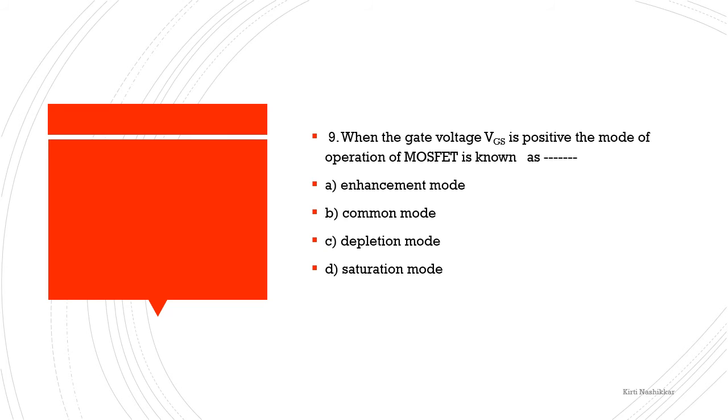This question is already discussed. When VGS is positive, the mode of operation of the MOSFET is enhancement mode.